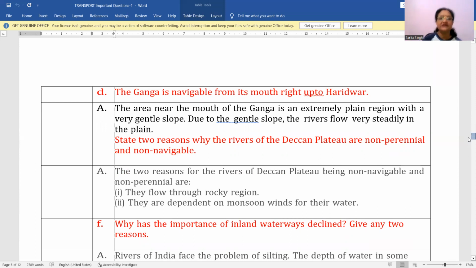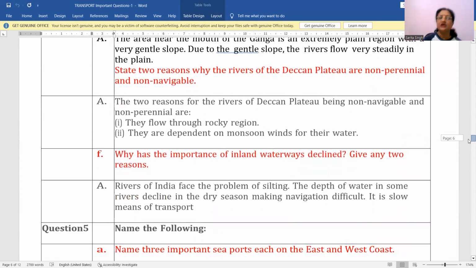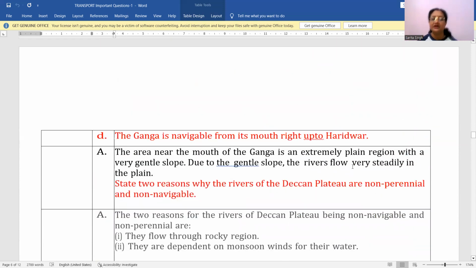Okay, then next is the two reasons for the rivers of Deccan Plateau. But first, one more point you can add related to Ganga. Ganga is navigable from its mouth right up to Haridwar because of the joining of several tributaries. Small and big tributaries are joining the Ganga river. So this actually helps in maintaining the level of water also, because all that water joins one main stream and that maintains the depth of water. So it can be used as a waterway also, as an important waterway.